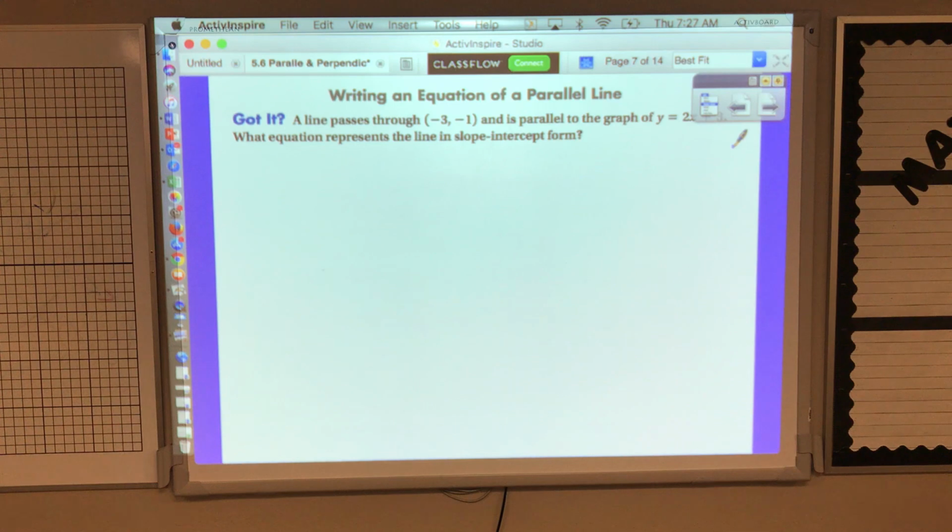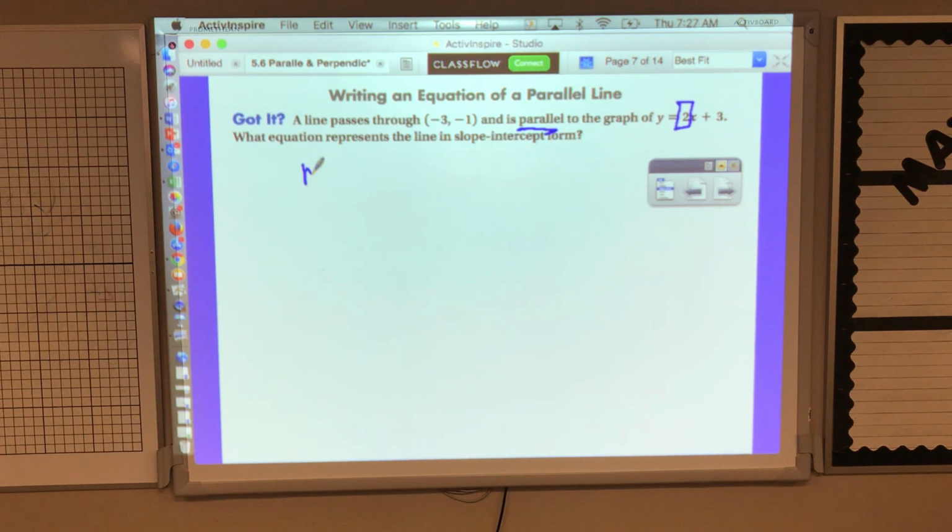So, writing an equation of a parallel line. They want me to write an equation for a line that passes through the point -3, -1 and is parallel to the graph of y equals 2x plus 3. Since they tell me it's parallel, it means my slope has to be the same, but my y-intercept has to be different. So I know my slope has to be 2. And the other thing they told me about my line is that it goes through the ordered pair -3, -1.